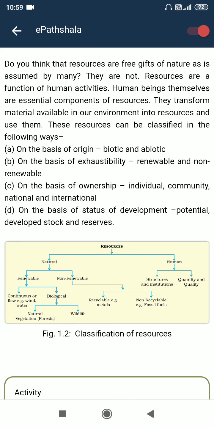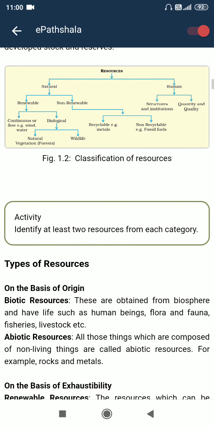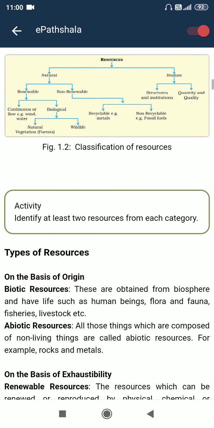These resources can be classified in the following ways: on the basis of origin, biotic and abiotic; on the basis of exhaustibility, renewable and non-renewable; on the basis of ownership, individual, community, national, and international; on the basis of status of development, potential, developed, stock, and reserves. Activity: identify at least two resources from each category.